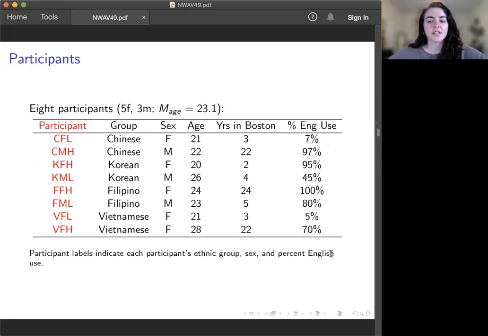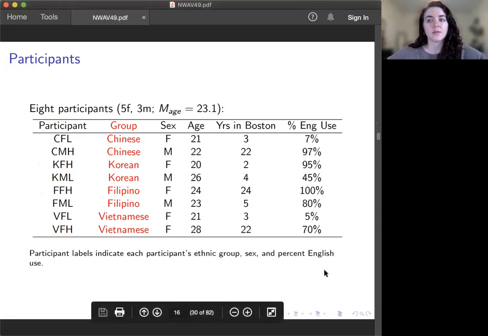As I mentioned, we had 8 participants. Each participant has a unique label that indicates their ethnic group, sex, and self-reported English use percentage. Participants were members of one of 4 ethnic groups. So we had 2 speakers that were ethnically Chinese, 2 that were Korean, 2 that were Filipino, and 2 that were Vietnamese. And we labeled this as an ethnic group since some of our speakers were born in the US and some were not. Some of our speakers were native speakers of English and some were not.